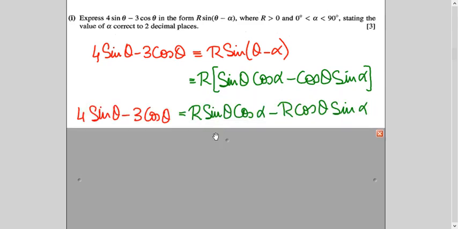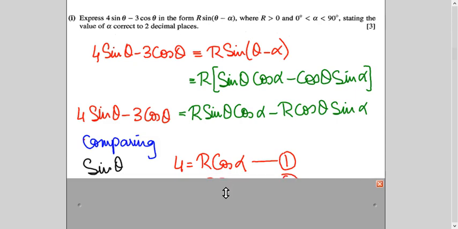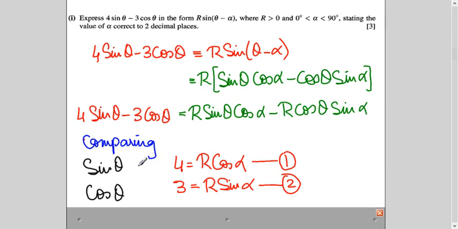After that, you will compare the two sides. Here you compare the sine theta term with this sine theta term. When you compare sine theta, you get 4 equals r cos alpha, because they both have sine theta. Then in this term, minus minus is the same. Now you compare cos theta, so you get 3 equals r sine alpha. Cos theta is the same in both.